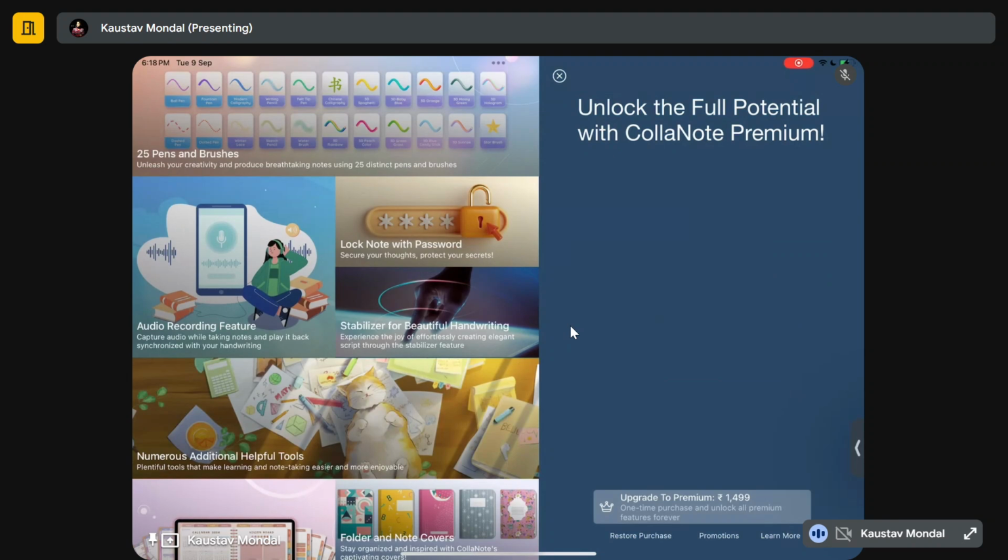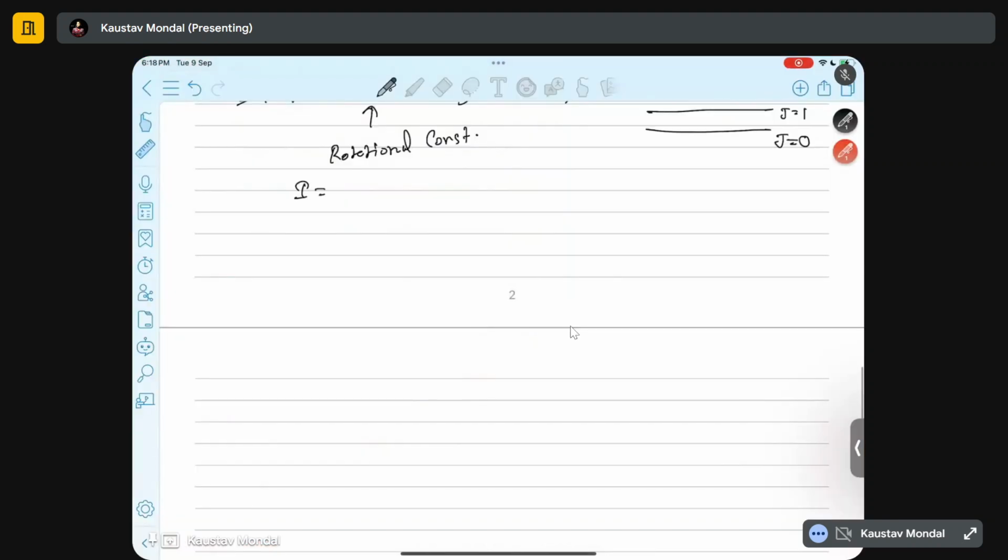And I is the moment of inertia. In the case of a linear molecule, the moment of inertia looks like this, where r is the bond length.